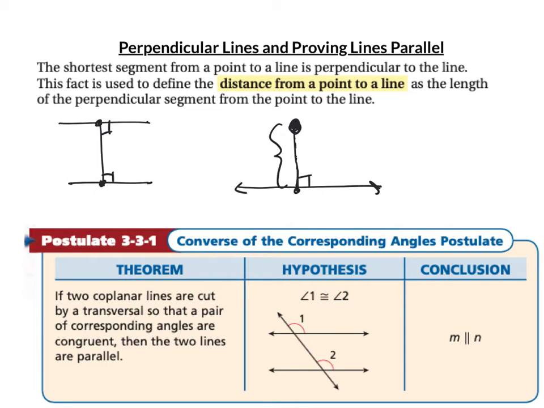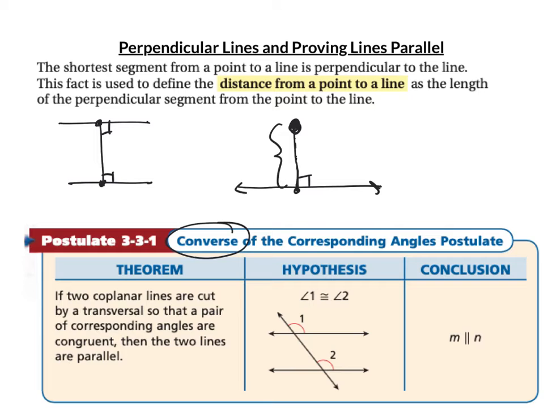Well, they're the same exact angles. If corresponding angles are congruent, then the lines are parallel. Notice the hypothesis and conclusion are different. We flip them. That's called the converse. In the last section, it was if they're parallel, then the angles are congruent or supplementary. In this section, it's if the angles are congruent or supplementary, then the lines are parallel. That's why they use the word converse here.